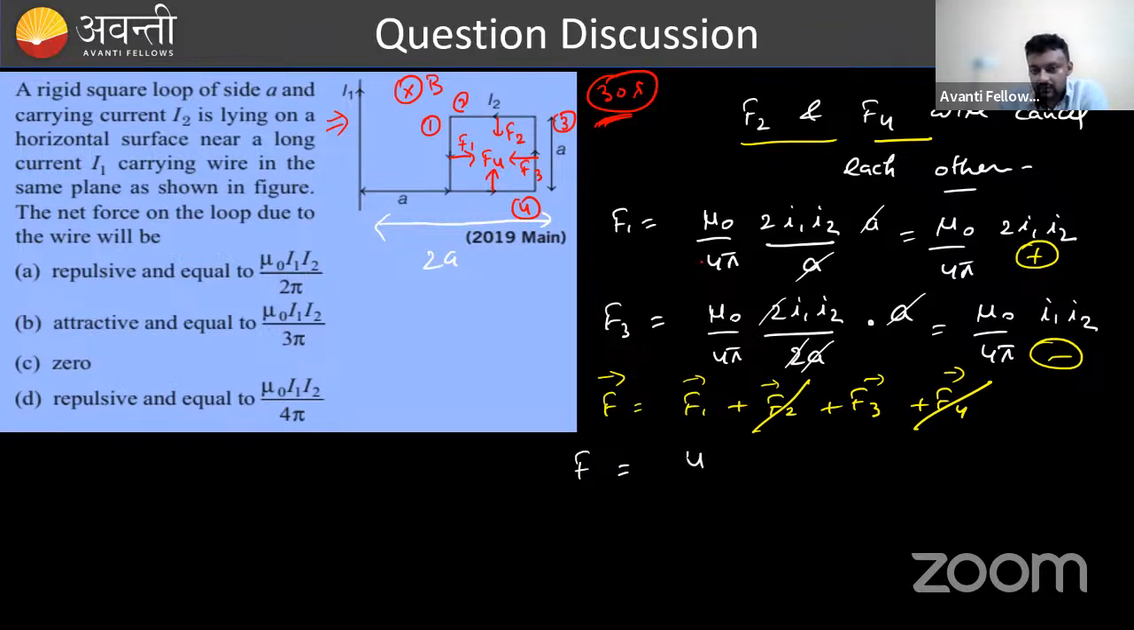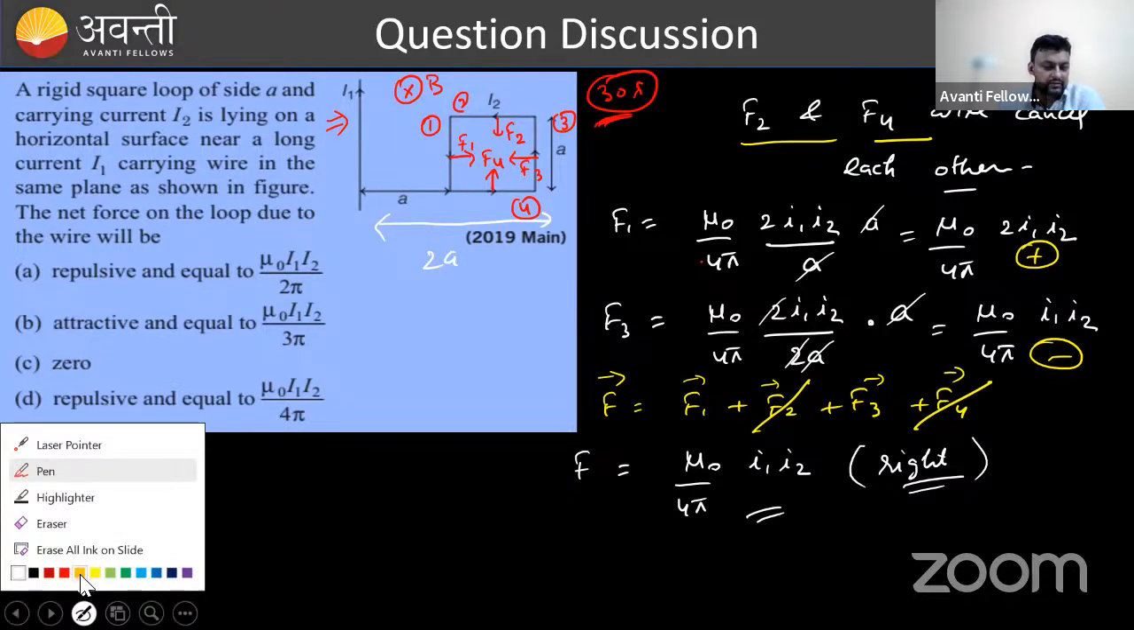So what will it be? Mu naught by 4 pi I1 I2. And the answer is positive. Answer is positive means right direction, and right direction means it is repulsive. So which option is correct? The force is repulsive.